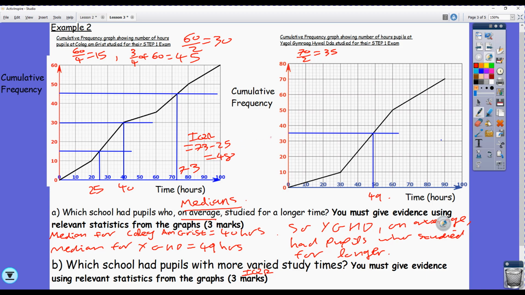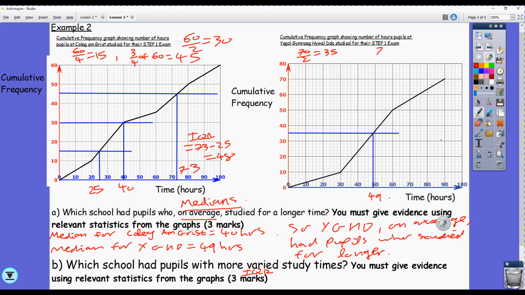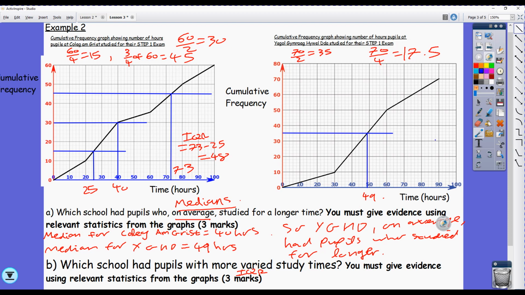And then cumulative frequency for Ysgol Gymraeg Hywel Dda. So we have 70 pupils surveyed. So for the lower quartile, the position is going to be 70 over 4, which is just 35 over 2, which is 17.5. That's the position of the lower quartile, my apologies. So we go up to 17.5, which is going to be, so 10, 12, 14, 16, 17.